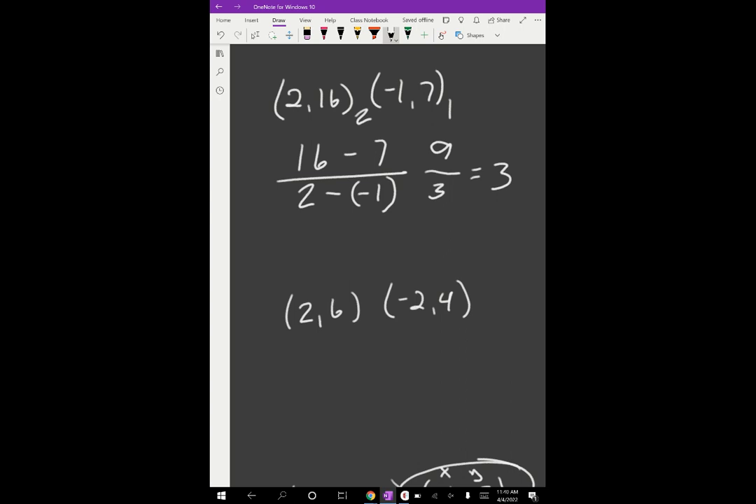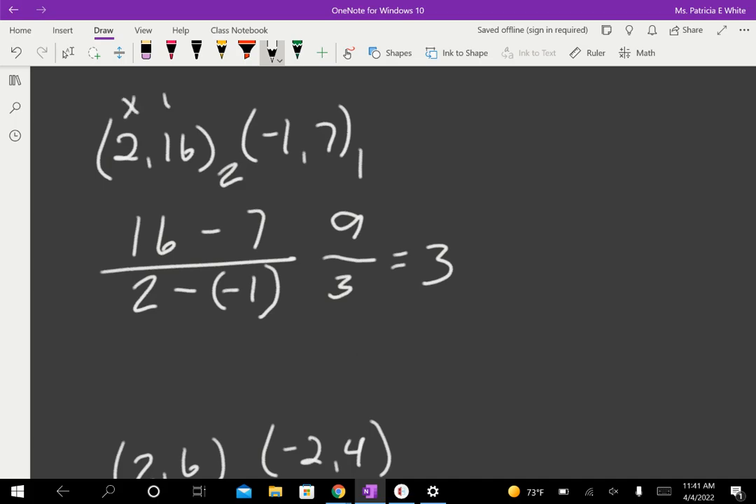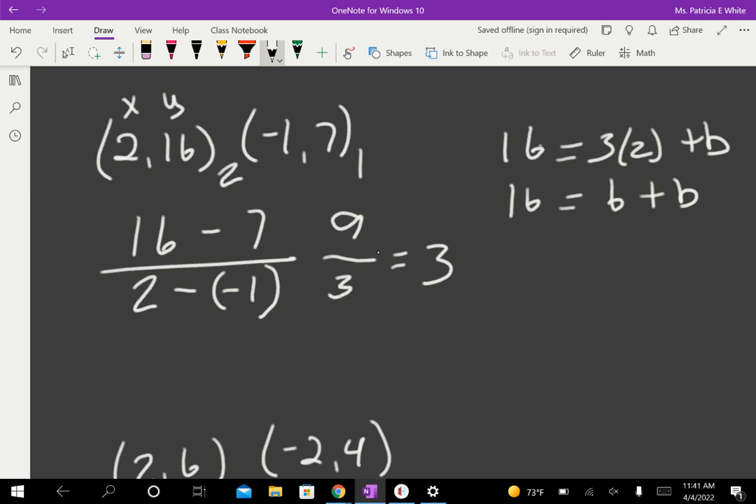Yep. All right. So if I use the 2, 16, then the 2 is my x and the 16 is my y. So I'm going to write 16 equals, b equals. So you still got 10 though. It doesn't matter which one you use. You're going to get that 10, right?